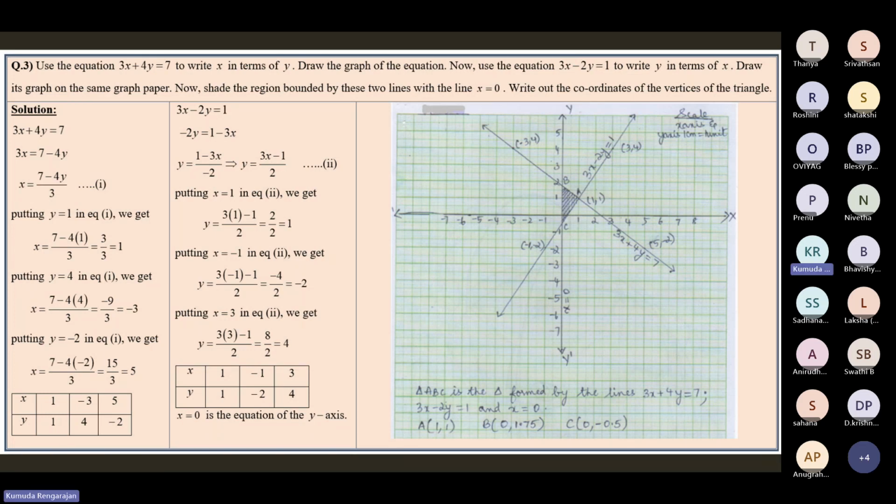So now these are the three lines. And you know, when we have three lines, they'll enclose a triangle. 4 lines can enclose a quadrilateral. 3 lines will enclose a triangle. So you need to shade the triangle. Shade the region meaning shade the triangle, because when you have 3 lines, they'll enclose a triangle. So you need to shade the triangle bounded by these 3 lines: the 2 lines given to you and this line x is equal to 0, which is the y-axis.